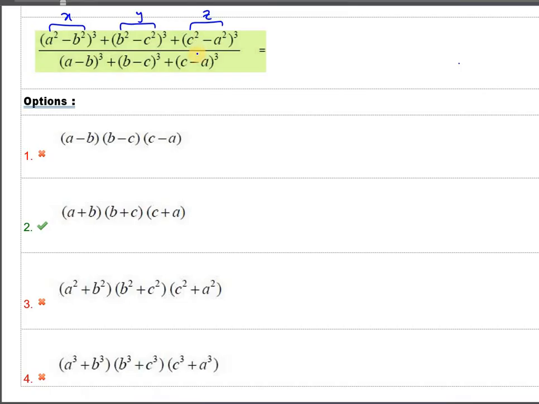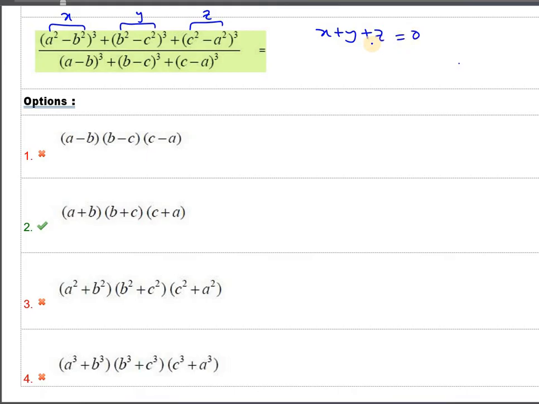So if you do x plus y plus z, what we will get? 0. Why? Minus b square plus b square cancel. Minus c square plus c square cancel. Plus a square minus a square cancel. So what we are getting here is x plus y plus z equal to 0.